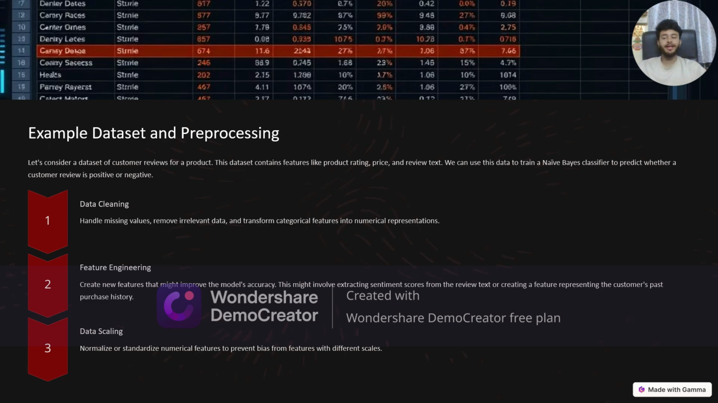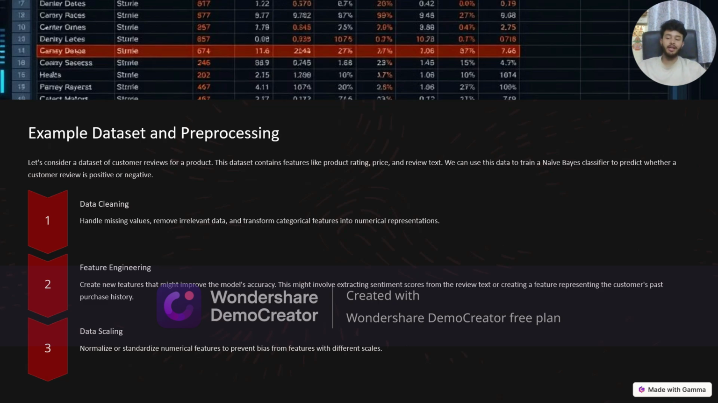The first process is data cleaning. It handles missing values, removes irrelevant data, and transforms categorical features into numerical representation. The second is feature engineering. It creates new features that might improve the model's accuracy. This might involve extracting sentiment scores from the review text or creating a feature representing the customer's past purchase history.